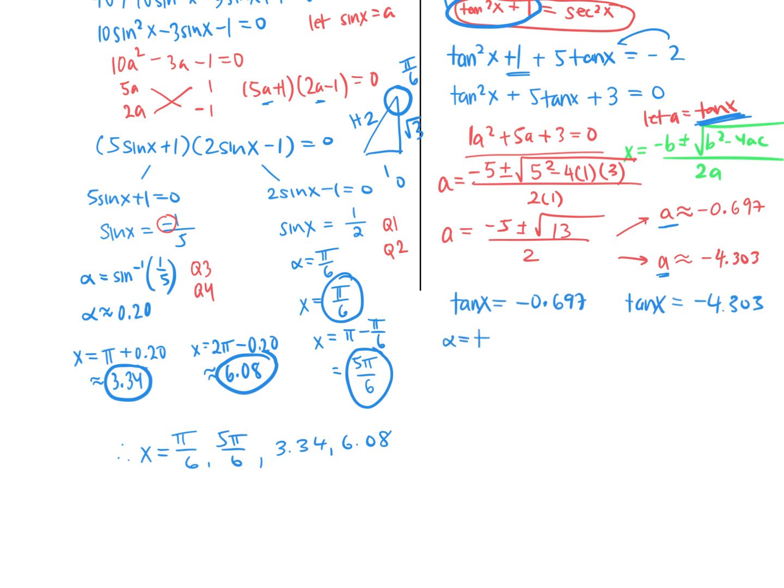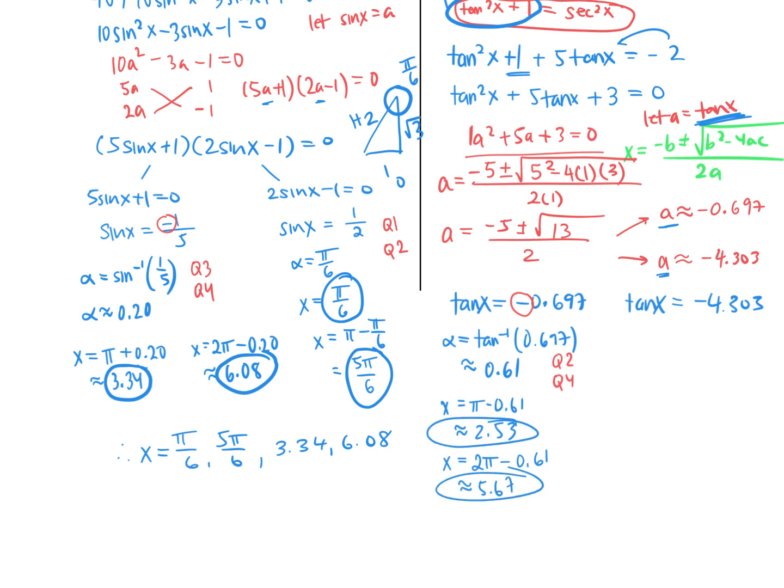So I'm going to find my alpha with a quick tan inverse of the positive version. So in this first equation, alpha is approximately 0.61. And we had a negative ratio, and tan is negative in quadrant 2 and quadrant 4. So in quadrant 2, x is equal to pi minus 0.61, and that's approximately 2.53. In quadrant 4, x is equal to 2 pi minus 0.61, and that's approximately 5.67. So there's two answers. Let's go find another two answers from our other bracket.